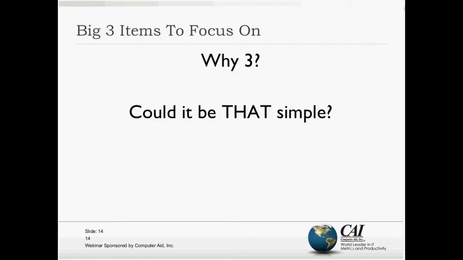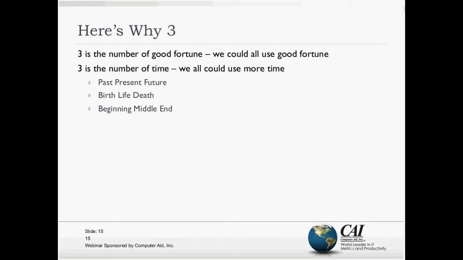Okay, so how do we do that? Well, I kind of tried to consolidate all of it into three areas. And I asked myself after I put them together, could it really be that simple? Could it really be simple to say if I just did three things, I could really improve my productivity? And I did a little bit of research on the number 3. Just thought I'd throw that out there for a little bit of fun, because I picked number 3 because 3 happens to be a number of good fortune, and certainly we could all use good fortune.